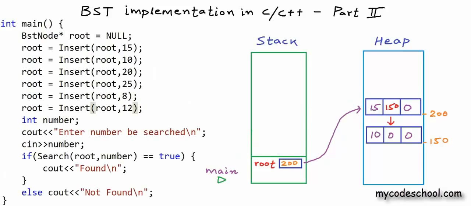Control will return back to main at this line. Root will be rewritten as 200, but earlier also it was 200, it's not changing. Next in the main function we have a call to insert number 20. I'm not going to show the simulation for this one.